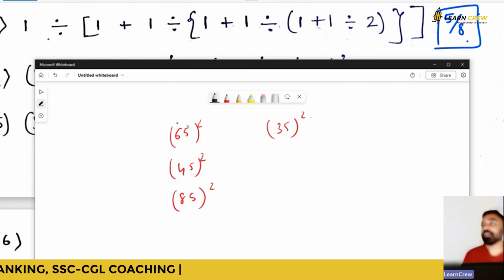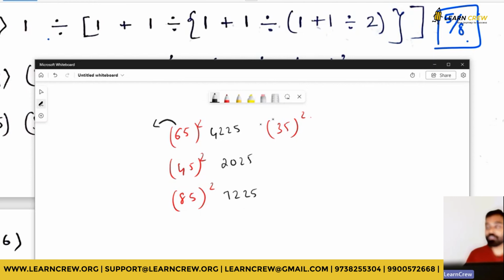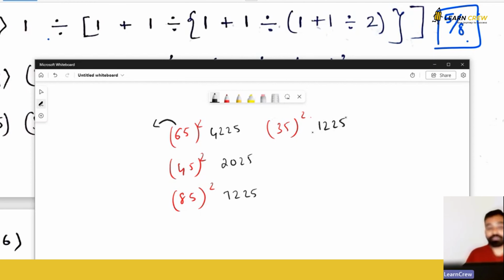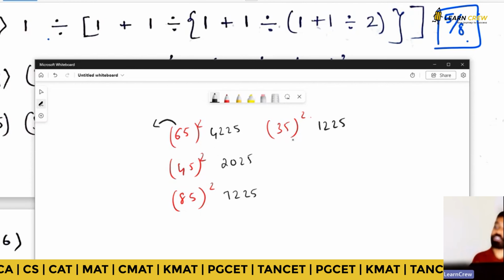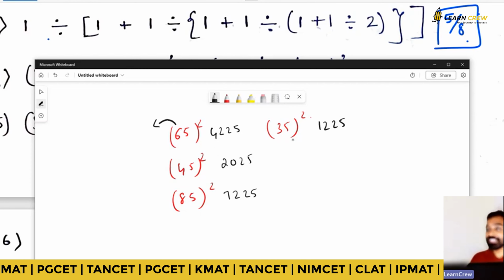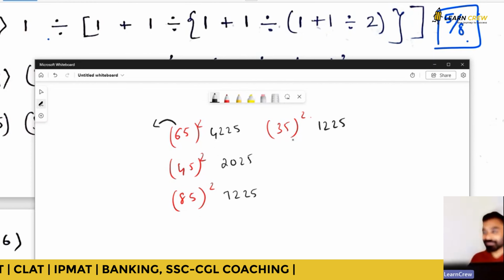Whenever a number ends with 5, multiply the first digit with the next number. 6 into 7 is 42, and 5 square is 25. 4 into 5 is 20, then 25. 8 into 9 is 72, then 25. 3 into 4 is 12, then 25. These become your immediate solutions whenever a number ends with 5. And I have explained how to find squares from 1 to 100. I think there is no doubt in it. Only if you practice it every day will you remember it. Else you won't remember. Okay, fine.